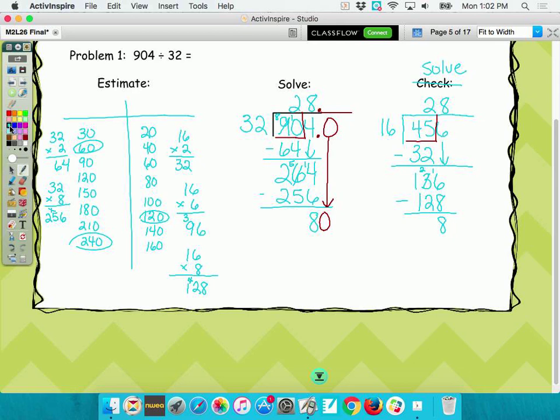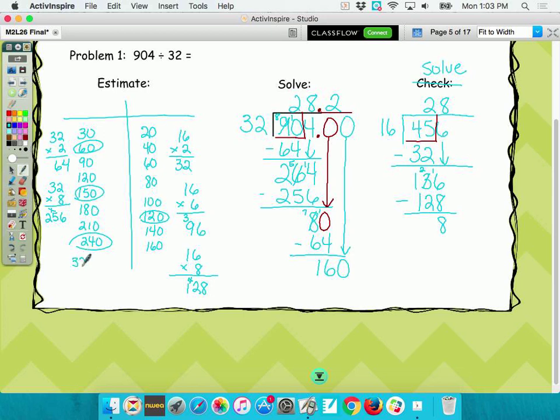How many groups of 32 can I make out of 80? Two. We already know that's 64 because we did it earlier, didn't we? Yes. So that gives me 16. All right, well, I'm still not done. What do you think I need to do now? Add another 0 on the end. It doesn't change the value at all. Yep, there's your answer.